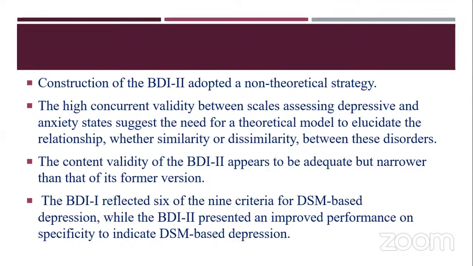So in the case of concurrent validity between scales, it mainly suggests that there is a need for a theoretical model to elucidate the relationship. And content validity of BDI appears to be adequate. But when it comes to the BDI-1, the content validity is narrower with regard to BDI-2. BDI-1 mainly reflects 6 of the 9 criteria for DSM-based depression. But in the case of BDI-2, it presents improved performance on specificity to indicate DSM-based depression.